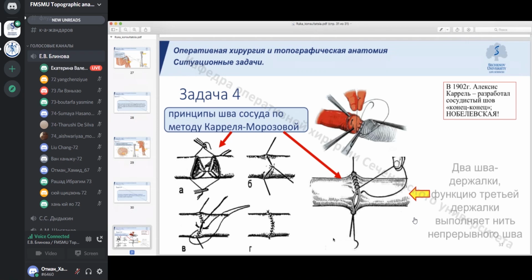Then Morozova. Firstly, she makes two interrupted sutures and also the assistant tracts them. After that, she takes a long filament and makes a continuous suture, but after every stitching, the surgeon tracts this filament and also the vessel transforms into a triangle. Do you understand? The difference between the Carrel and Morozova methods is the number of interrupted sutures. Here, three interrupted sutures. Here, two interrupted sutures. That's all.